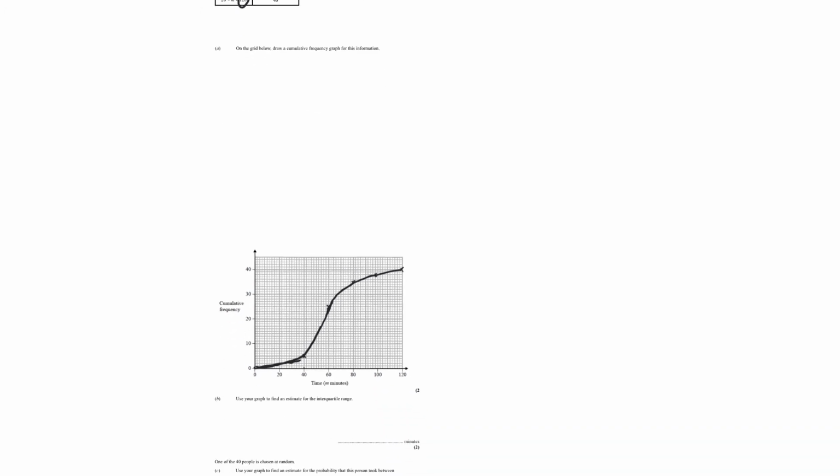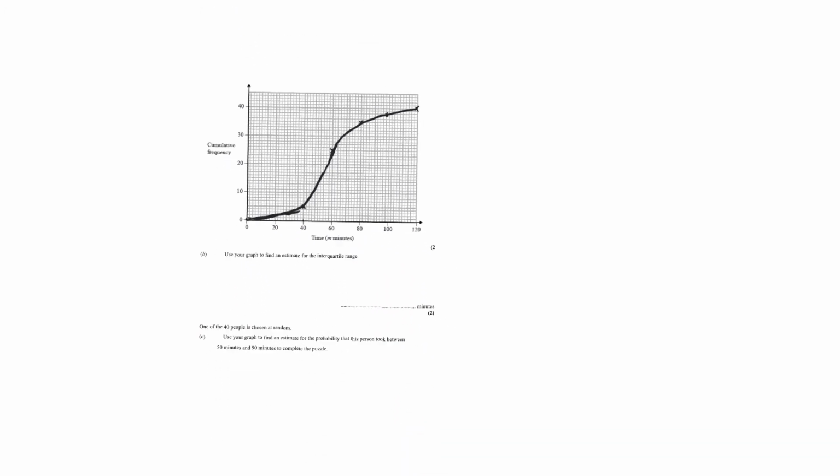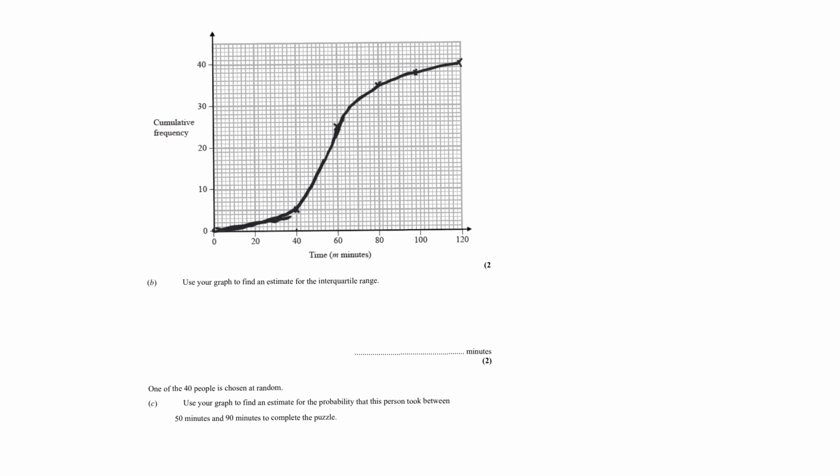And 120 and 40. And then remember, cumulative frequency is an S-shaped kind of graph, so it should look something like this. And then if you scroll down, it says, use your graph to find the interquartile range. So interquartile range, remember, is upper quartile minus lower quartile.